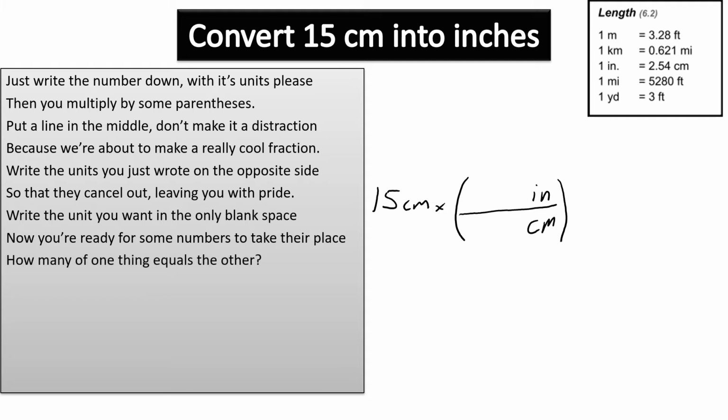How many of one thing equals the other? If you lose your reference table, I'll give you another, and it's actually posted on Schoology. So how many of one thing equals the other? 1 inch is equal to 2.54 centimeters.